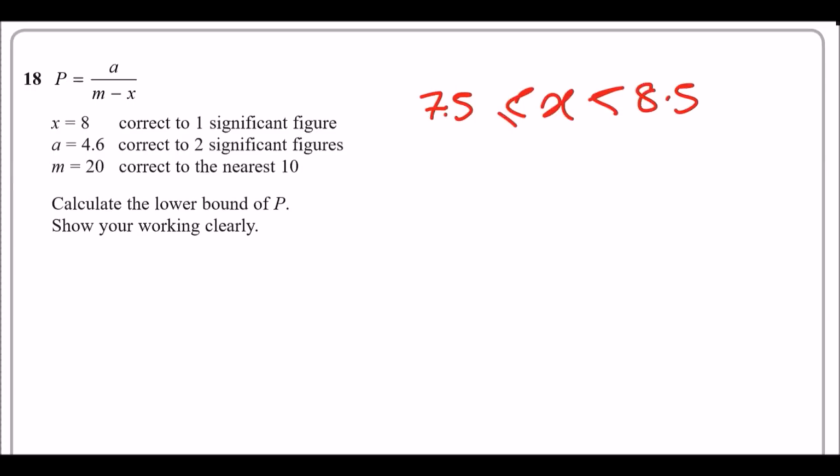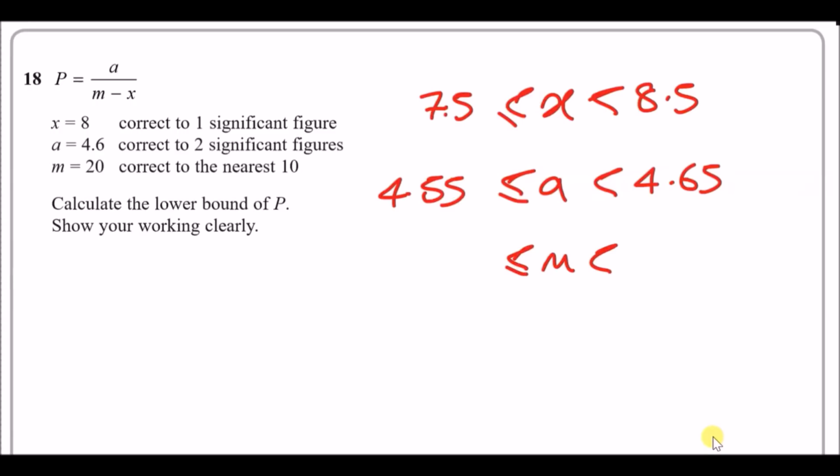For the value of a, it could have been anywhere between 4.55, because rounding it up will give you 4.6, or just before 4.65. So again, it all kind of has the same trend. It's always going to be a 5 in the ends, by the way. So for m equals 20, this could have been anywhere between 15 and above, and just before 25. As always, yeah? Again, 5 on both sides.